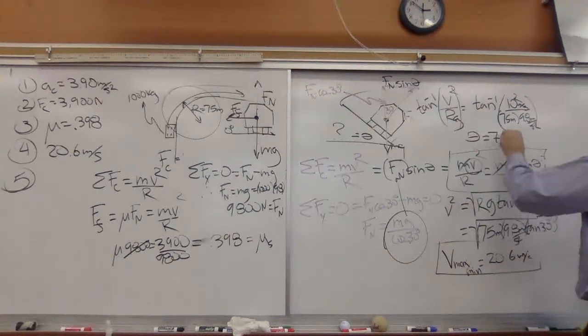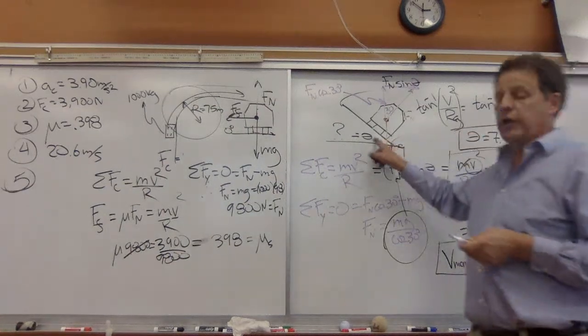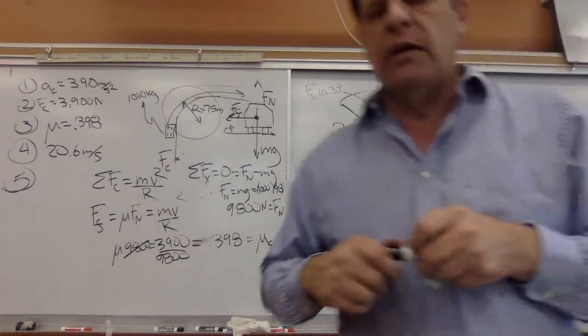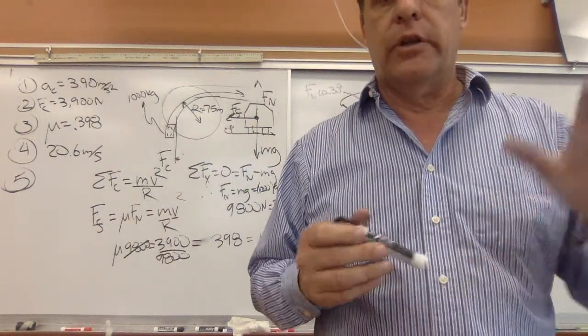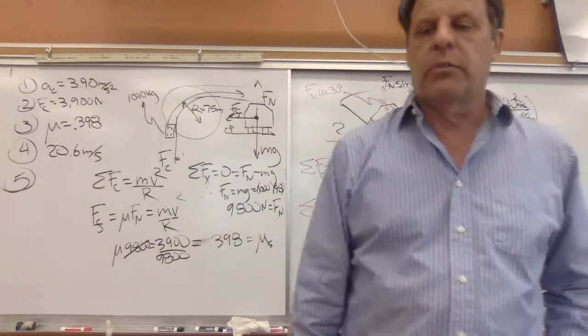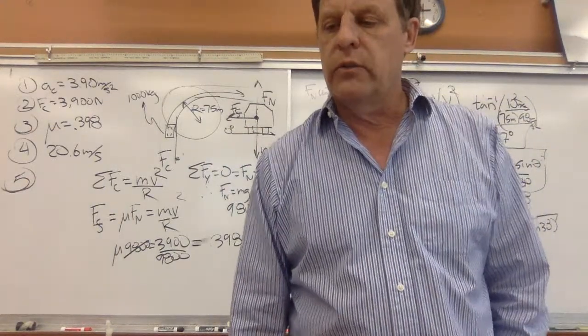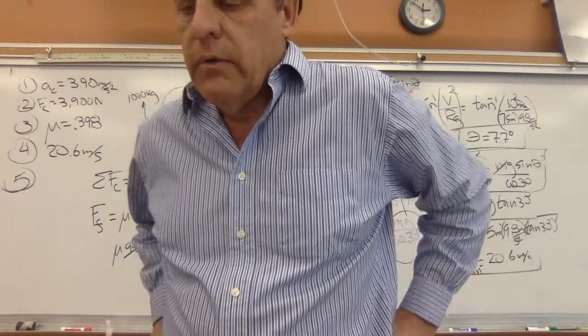Theta right there is going to be 7.7 degrees. Okay, so if we're only going 10, then that minimum maximum velocity would equate to a lower angle, which is 7.7 degrees.